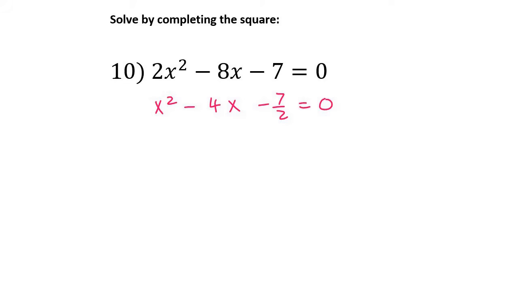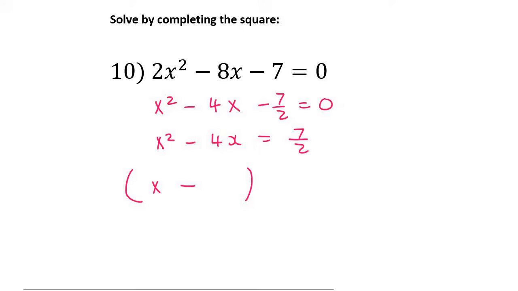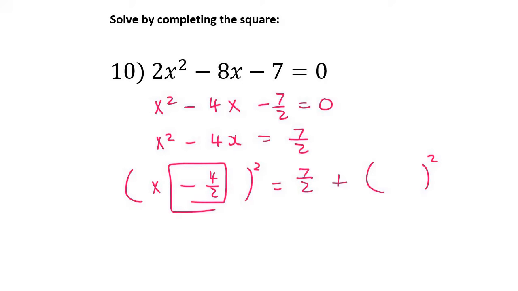So if you watched my previous completing the square videos, you would know that I like to always put the constant on the other side like that. Then what I do is I open up a bracket and I divide this number by 2. So that's going to be 4 divided by 2 squared. Then on the other side I've got a 7 over 2, and then I say plus, then I open up a bracket to the power of 2, and I put whatever this number is inside there.